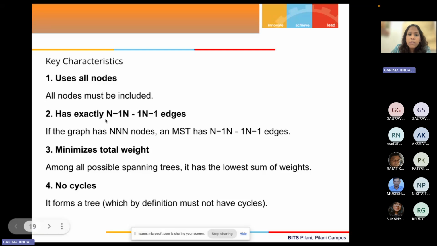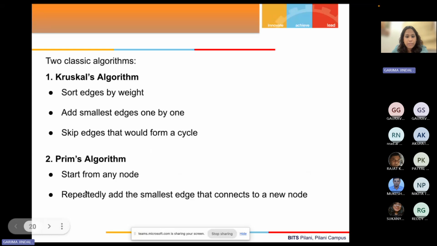The minimum spanning tree will have all the nodes. If your graph has n nodes, then it will have all n nodes, and it has exactly n minus 1 edges. Since we do not want any cycles, and since we want the minimum spanning tree to have minimum weight, there will be n minus 1 edges in the graph, the weight will be minimized, and there will be no cycles.